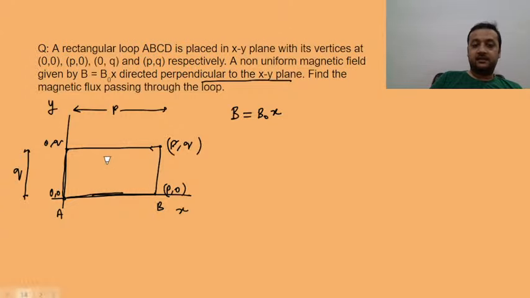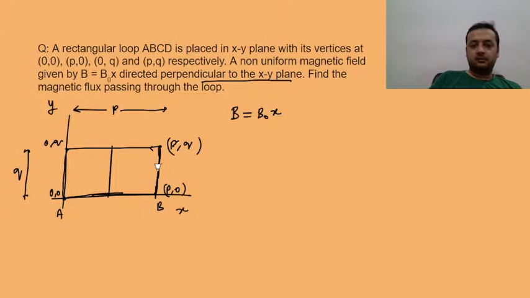At the middle, the magnetic field would have become B naught into p by 2 because this length is p. For the middle strip, which is equidistant from A and B, the x coordinate would have become p by 2. So the magnetic field would have become B naught into p by 2, right? If you go further along this axis, the magnetic field becomes more and more, and you can see the increment is happening linearly. Magnetic field is increasing linearly, and at the last vertical strip, it would have become B naught into p.